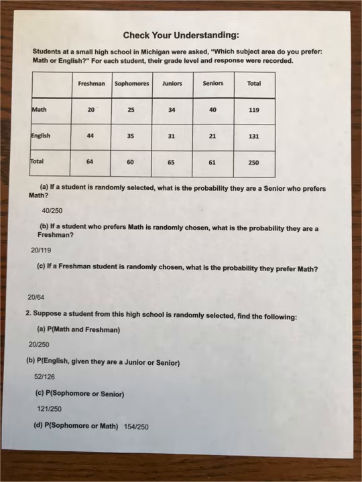Okay, so this next part's fairly simple. You have math and a freshman. Suppose a student from this high school is randomly selected. Find the following: the probability that you are a student who likes math and you're a freshman. Well, 20 out of 250.